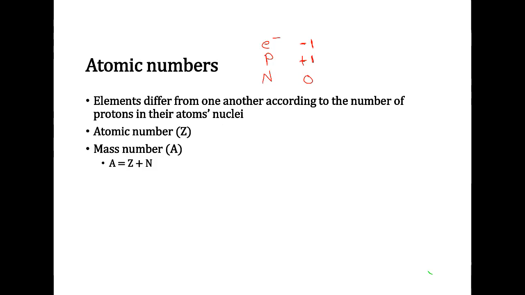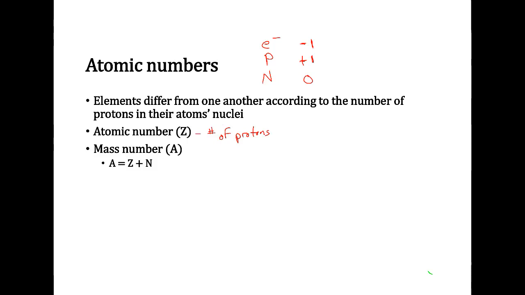One of the things we want to note is that elements differ from one another according to the number of protons in their nuclei. So we denote the number of protons using the atomic number. Whenever we see Z, this is just another way of saying the number of protons. If you have 5 different atoms of hydrogen, each one of them will contain 1 proton in the nucleus. So the number of protons defines what your element actually is.